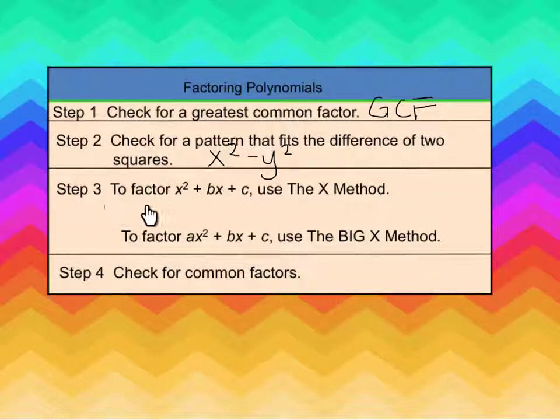In step three, you're either going to end up factoring using the x method, or you'll have to factor using the big X method. Remember, X method is when a is equal to 1, and the big X method is for when a is greater than 1. And then the final step, which is step 4, is kind of like a check step. You're just going to check for any more common factors. Notice we did that first, but you might have missed some, so you're going to check one last time. These are the 4 steps we're going to use to go through all of the examples for this video.